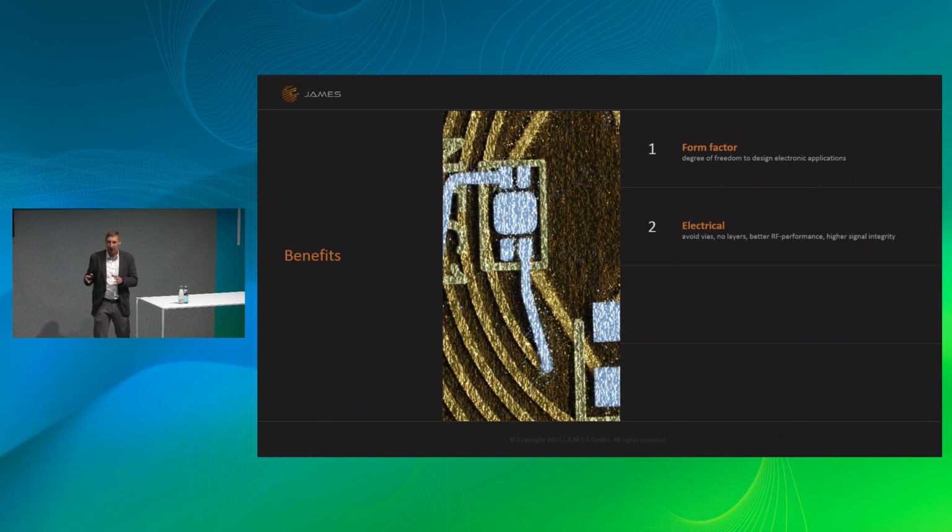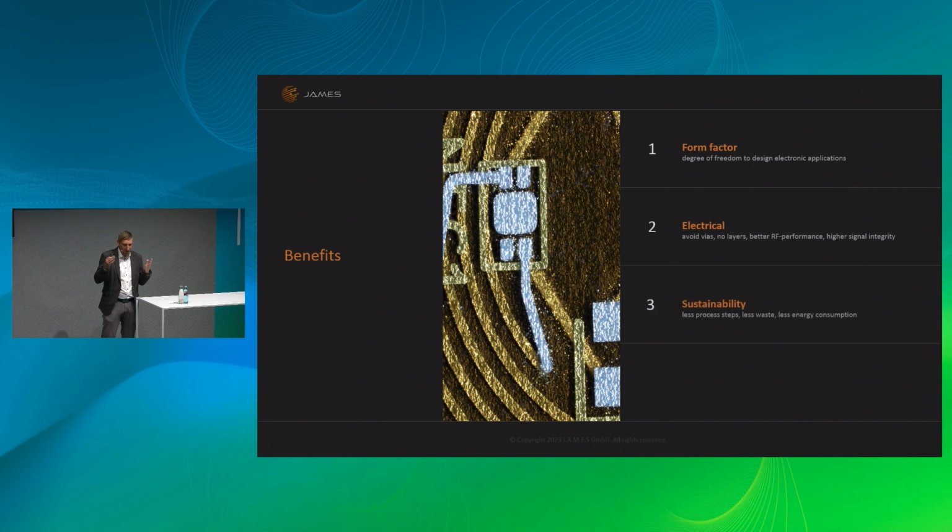Second one, from the electrical point of view. If you imagine you do not have any layers anymore and any wire holes, this means you don't have 90-degree angles anymore. And if you have a smooth angle to connect components and short ways to connect them, then the signal integrity is much better. So from the electrical point of view, it makes also sense to print electronics and to bring the components together.